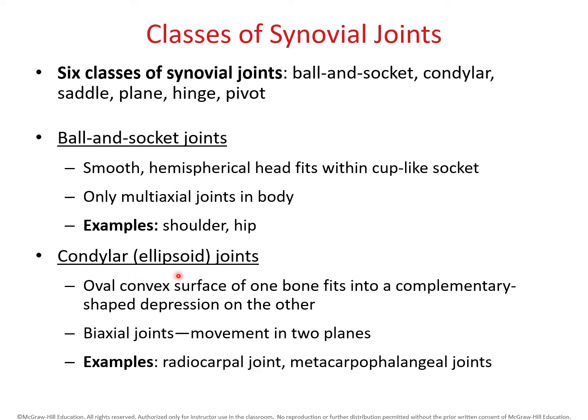Next class is condylar joints. Some people call them ellipsoid. Examples are the radiocarpal joint, where the radius connects to carpal bones, and metacarpophalangeal joints, where the metacarpals meet up with the phalanges. These are called condylar joints. What do you see here? You see a convex surface on one bone fitting together with a complementary shaped depression on the other bone. These are biaxial, bi meaning 2, so we're able to do movement in 2 planes.